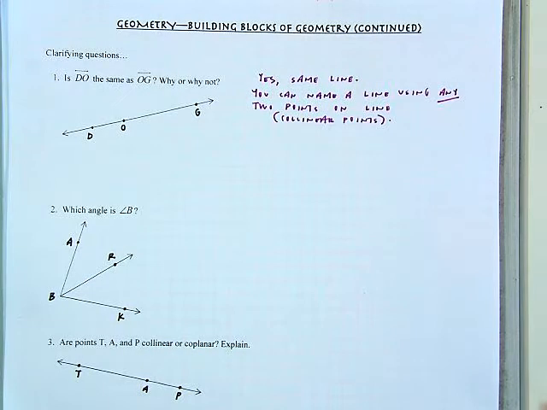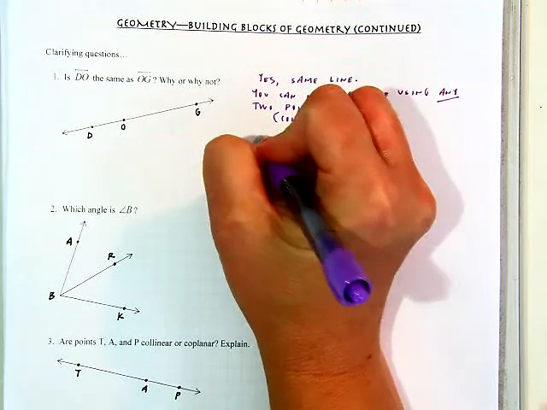Okay, so yes, DO is the same line as OG. We have that double-sided arrow on top. So yes, same line. You can name a line using any 2 points on the line. Those are collinear points. Any points on the same straight pathway are collinear. So since I have 3 points on the line, there's really 6 ways I could name this line.